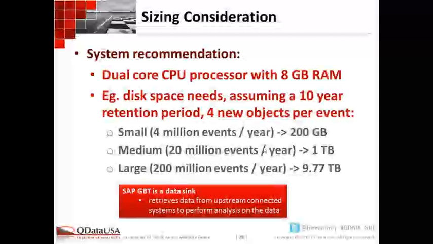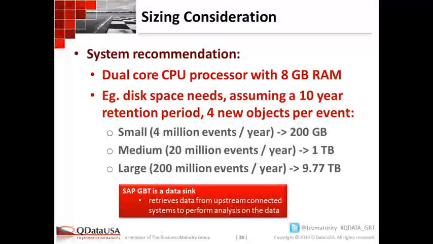All right, from a sizing consideration, we have the recommendation from SAP, a dual-core CPU processor with 8 gigabytes of RAM. You can see this is tiny. This is not a big ECC system. This is not CRM. This is a tiny system, dual-core CPU processor with 8 gigabytes of RAM. Most iPhones are bigger than that.